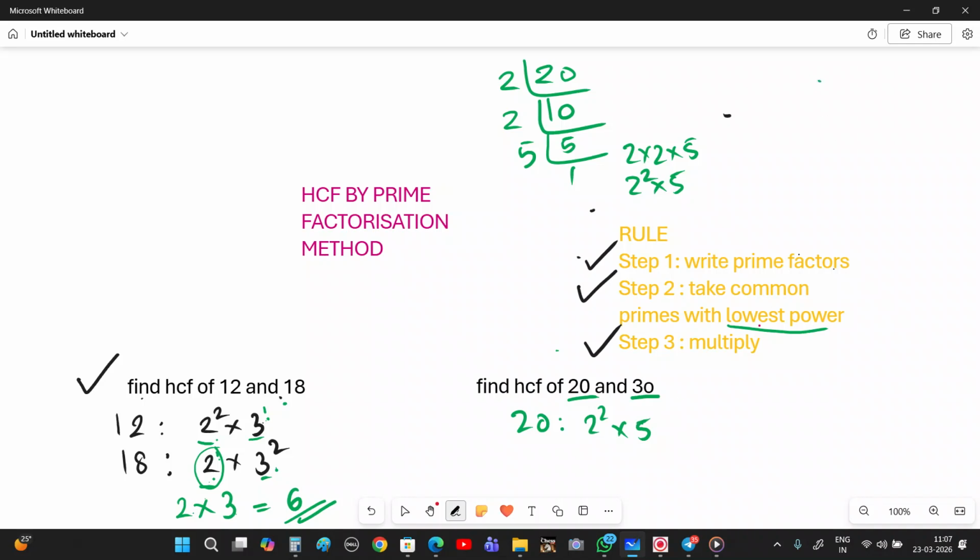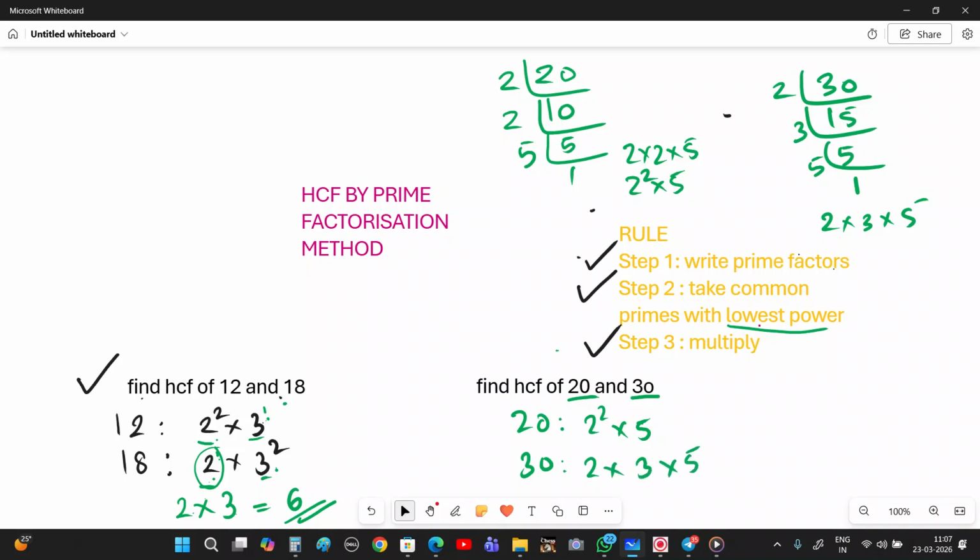Now 30, the next number. Factorize. By 2 it will give 15. By 3 it will give 5. And with 5 it will give 1. So it is 2 times 3 times 5. So 30 is what? 2 times 3 times 5.